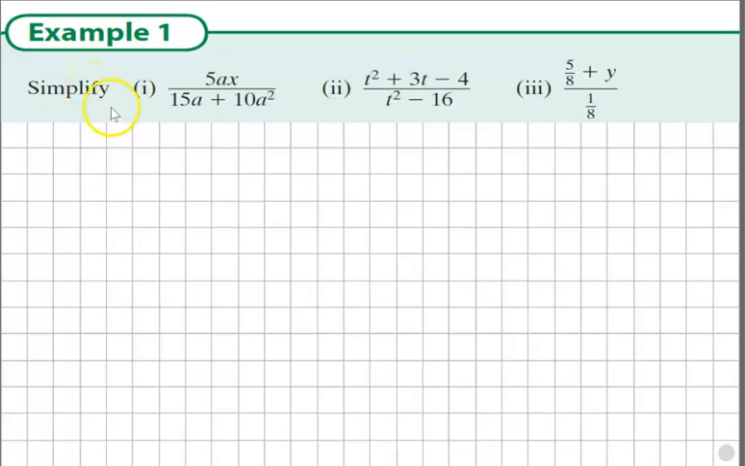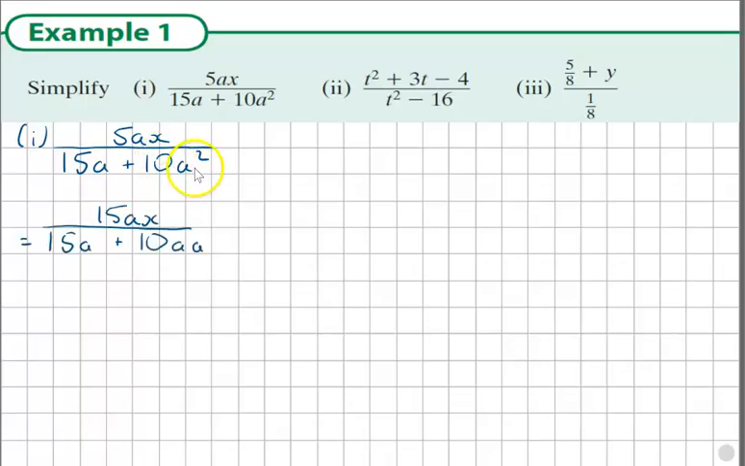So we want to simplify each of these algebraic fractions. Part 1, we have 5ax over 15a plus 10a squared. So I'm going to rewrite 10a squared as 10aa, and then I'm going to see what letters I can cancel. So I can cancel out an a from each of the 3 terms, leaving me with 5x over 15 plus 10a. Now let's see what numbers I can divide into each of the 3 terms.